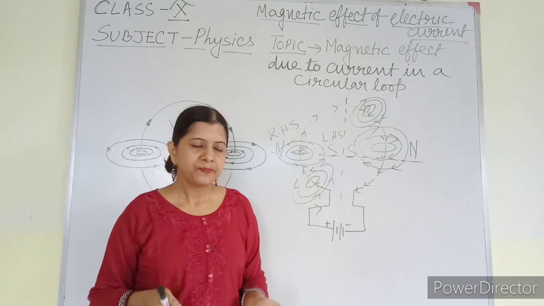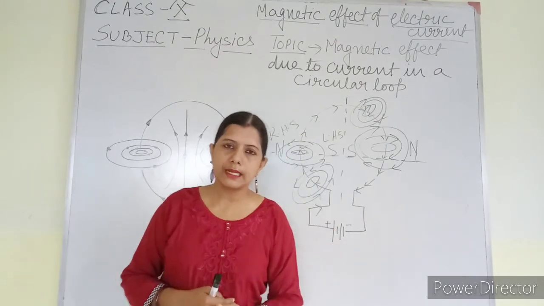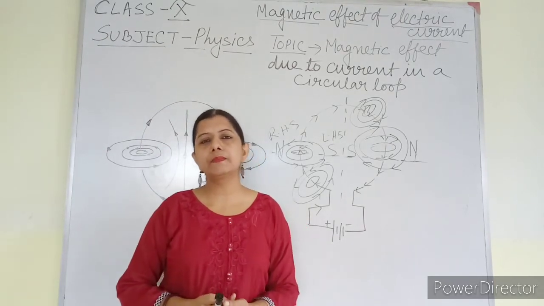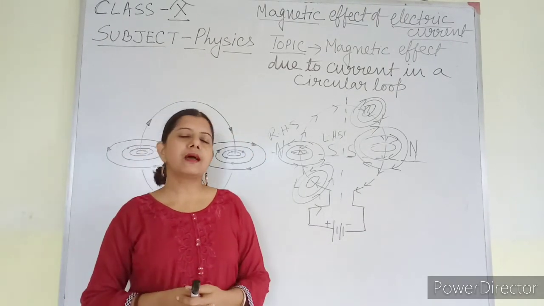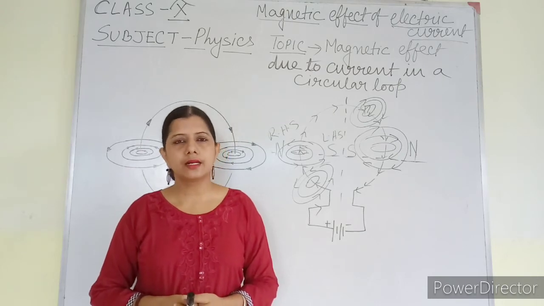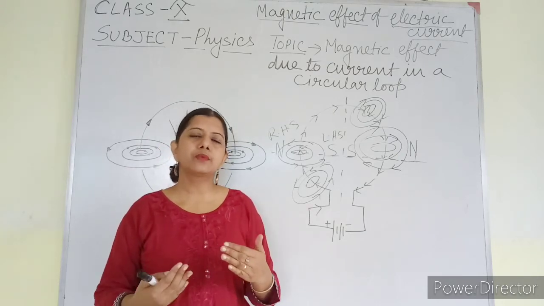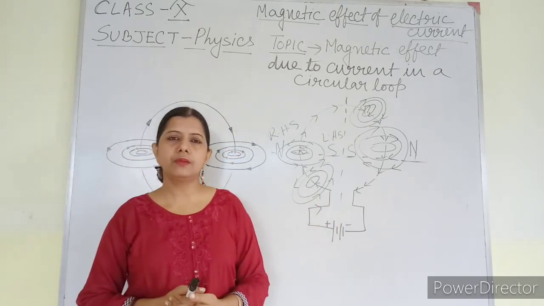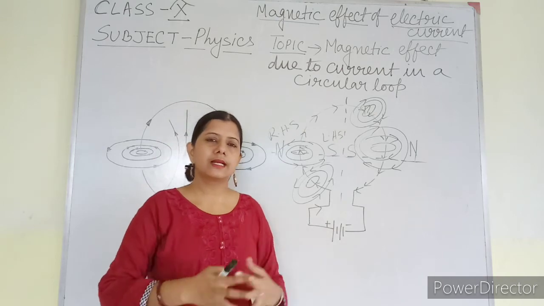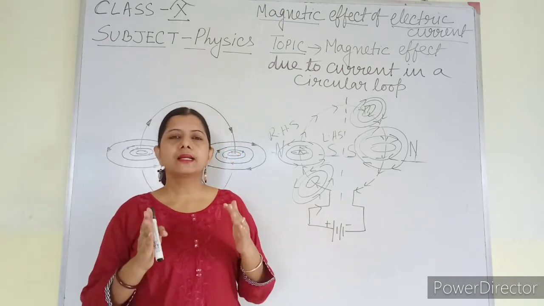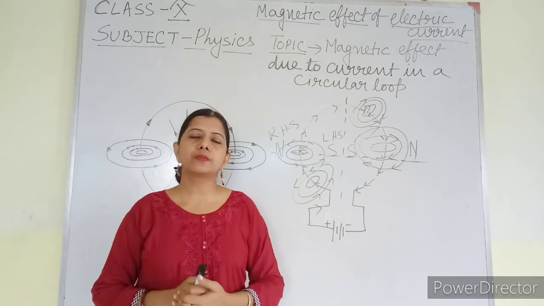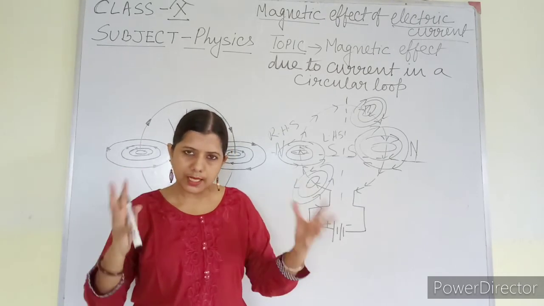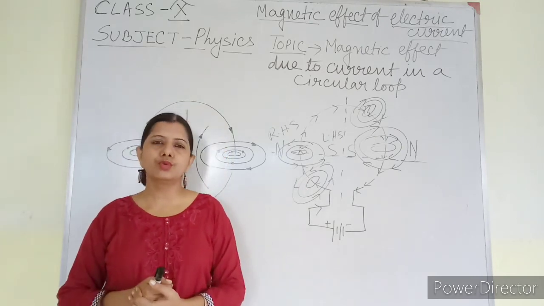Another thing you have to remember in case of a circular current carrying conductor is what the magnetic field depends upon. Previously we have seen that in a straight current carrying conductor, the magnetic field produced is directly proportional to the amount of current. So here also the same thing applies, that is, magnetic field is directly proportional to the current. Magnetic field is inversely proportional to the distance from the current carrying coil, so that is also true.